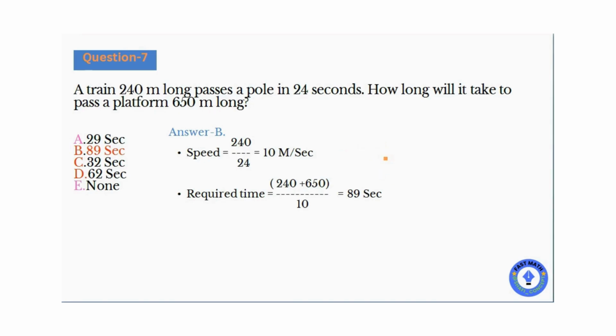In this problem, first of all, we have to check the length of the train. This is 240 meters, given in the problem itself. That is, L is the length of the train. The time duration to cross the pole is 24 seconds, that is T equals 24 seconds. What may be the speed? You have to calculate the speed. Speed is equal to distance divided by time.